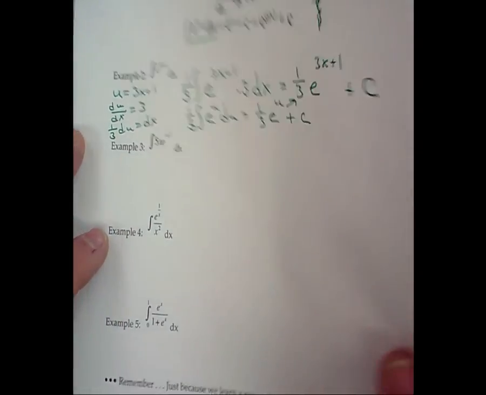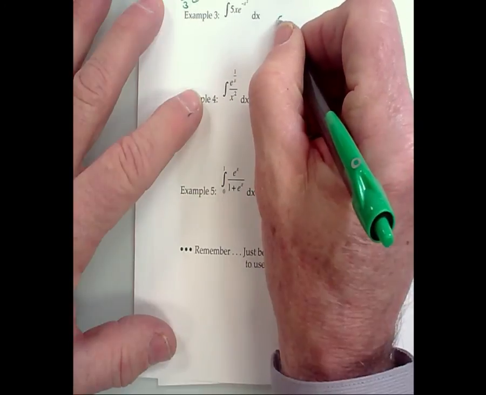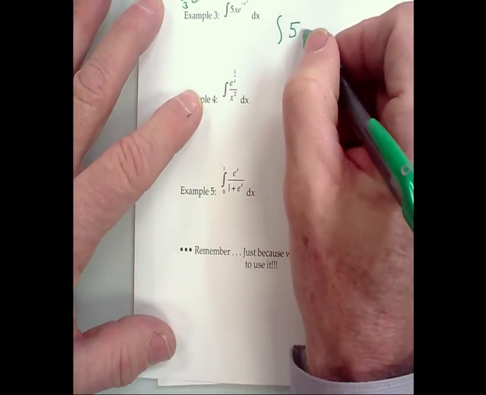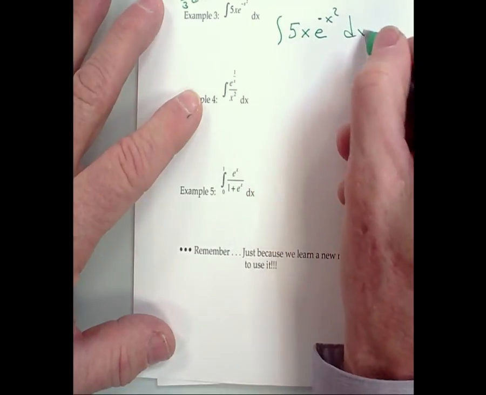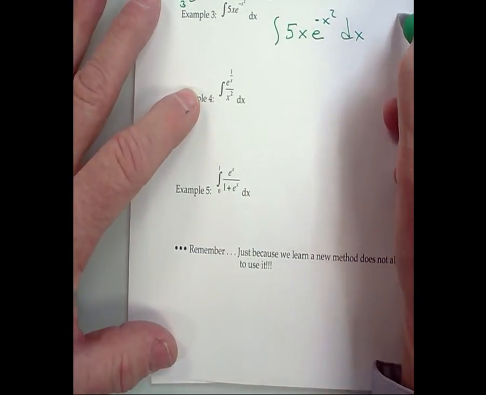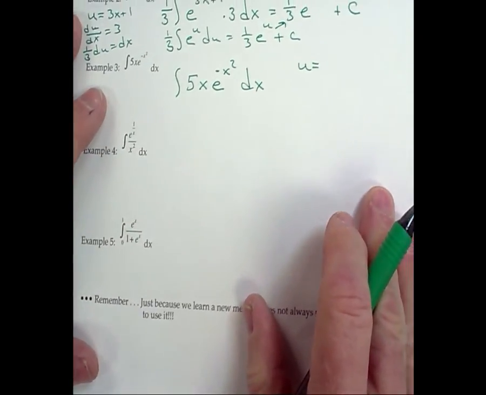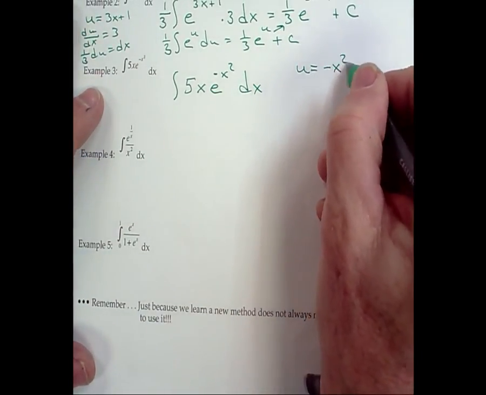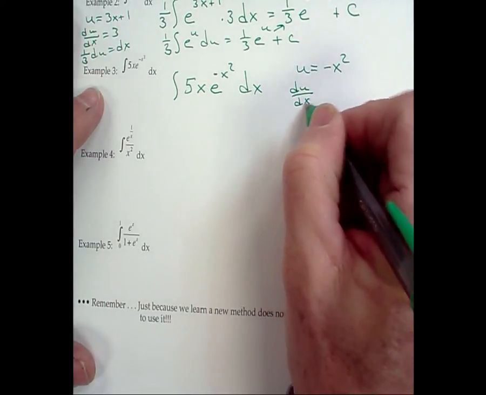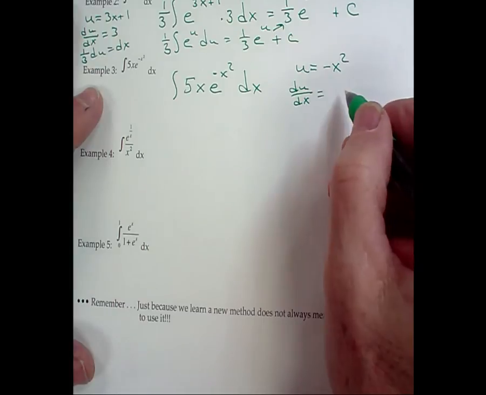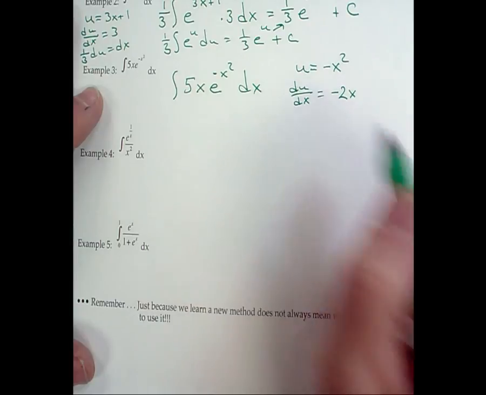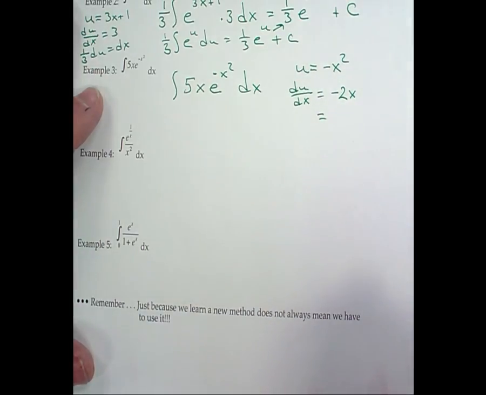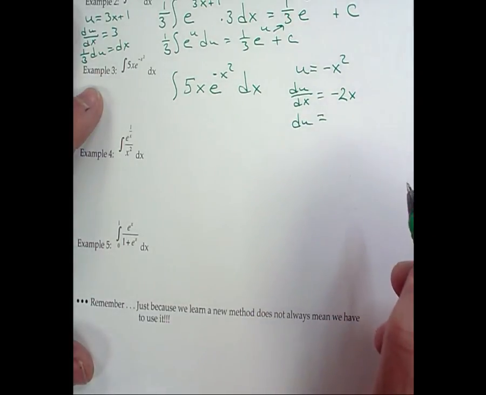All right, Aaron. Let me just write this here. How would you do this? How would you do the u substitution? Okay. So u equals negative x squared. Okay. So can I write du dx for you? And what would you get? Negative 2x. Negative 2x. And so what would you write next? So du.